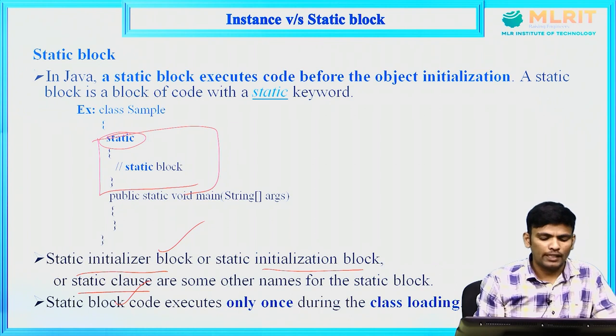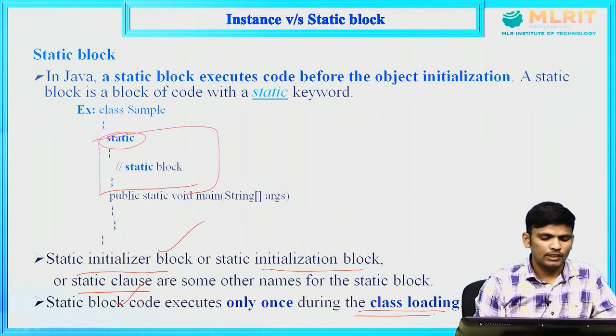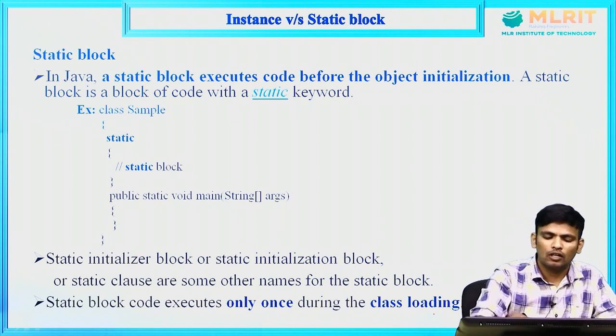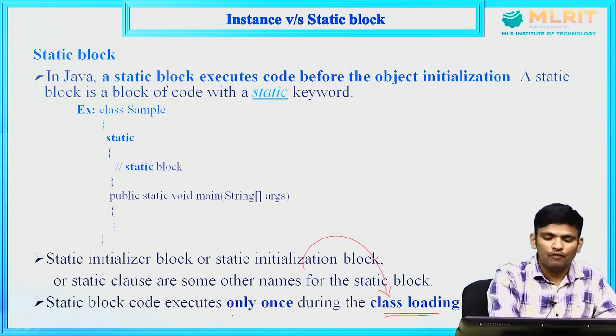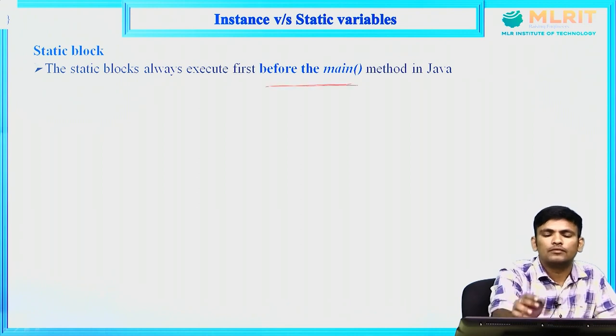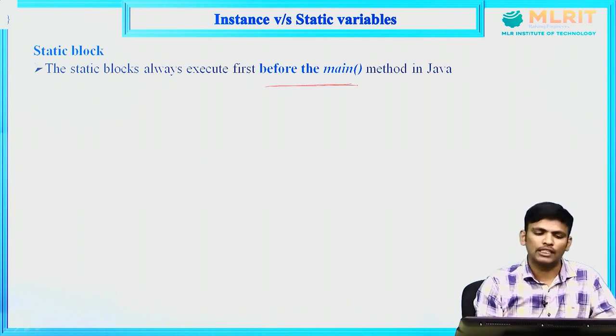Static block code executes only once during class loading. As I mentioned, whenever your .class file is loading into the physical memory, all your static data gets initialized, only once. Static blocks always execute before the main method. The main method is the starting point of a Java program and also has the static keyword, but the static block gets higher priority, so before executing the main method, the static block is executed first.